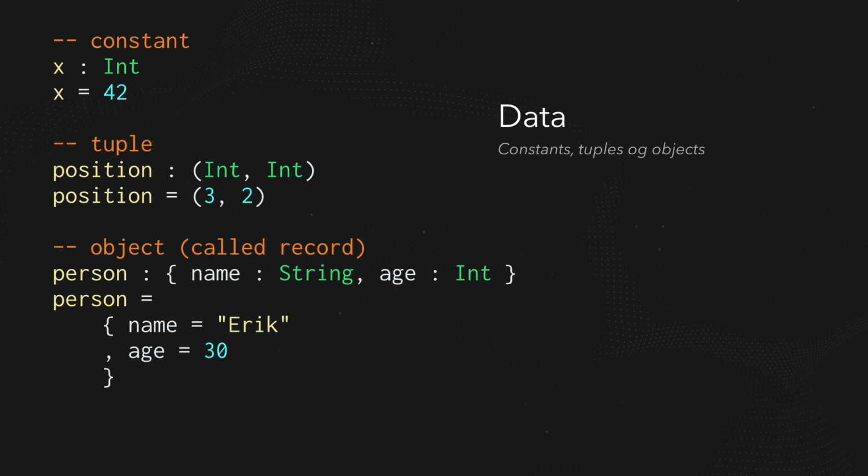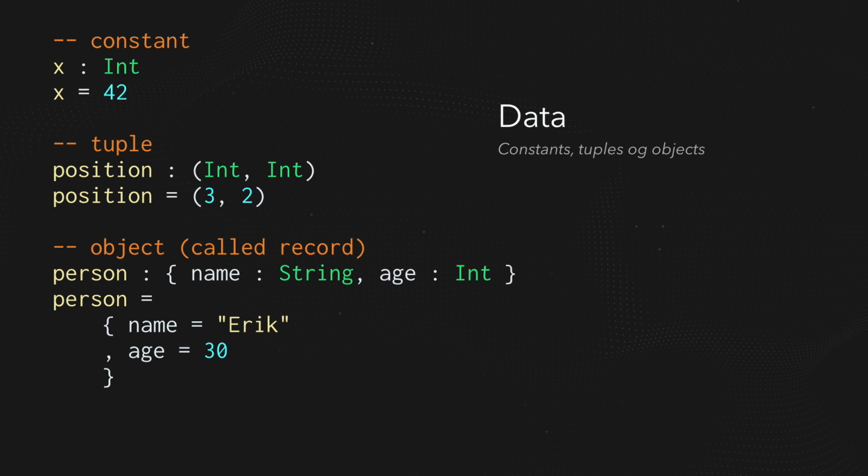So we have looked at the constants for storing data. We have tuples that use the parentheses. And also you have something that's comparable to the JavaScript object. In Elm, they call that a record. So you can say that person has type record, with a field called name of type string, and a field called age of type int. And then we actually create the thing.